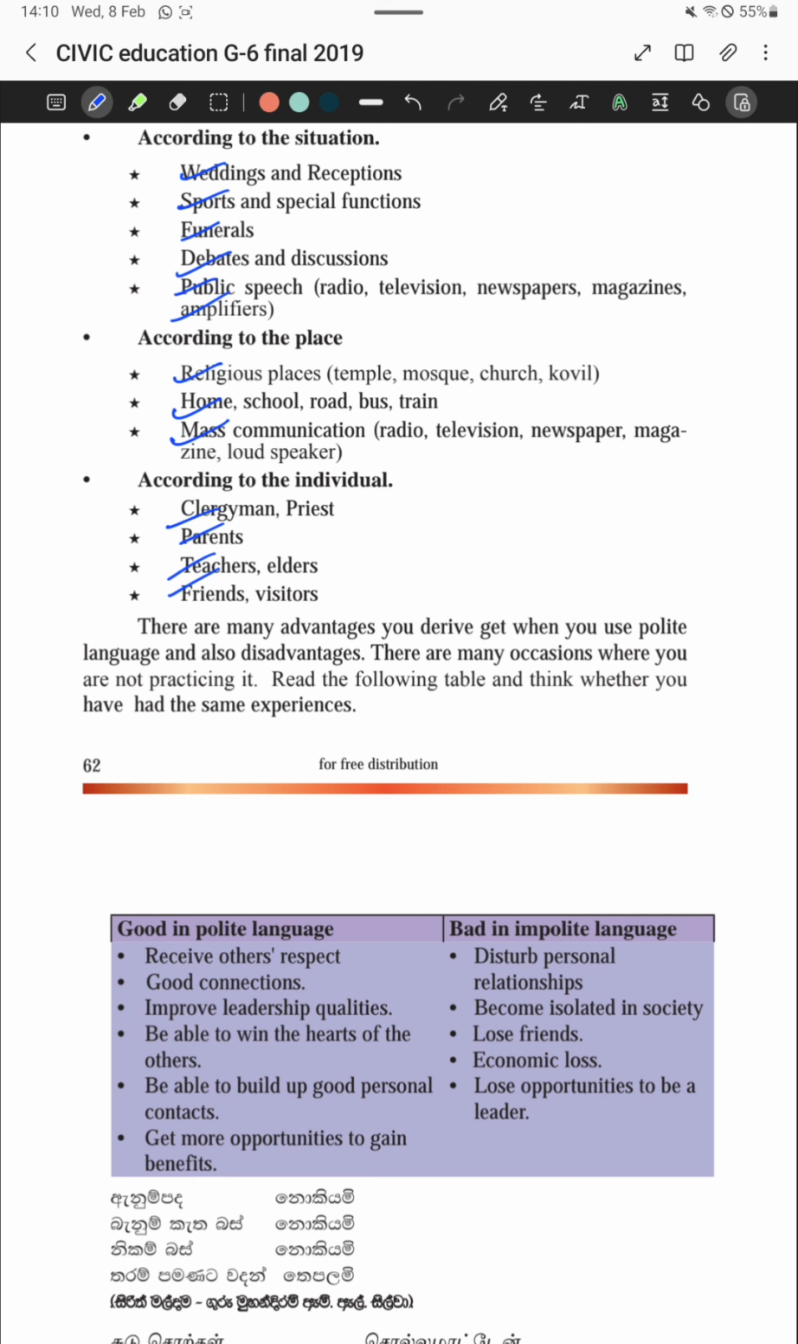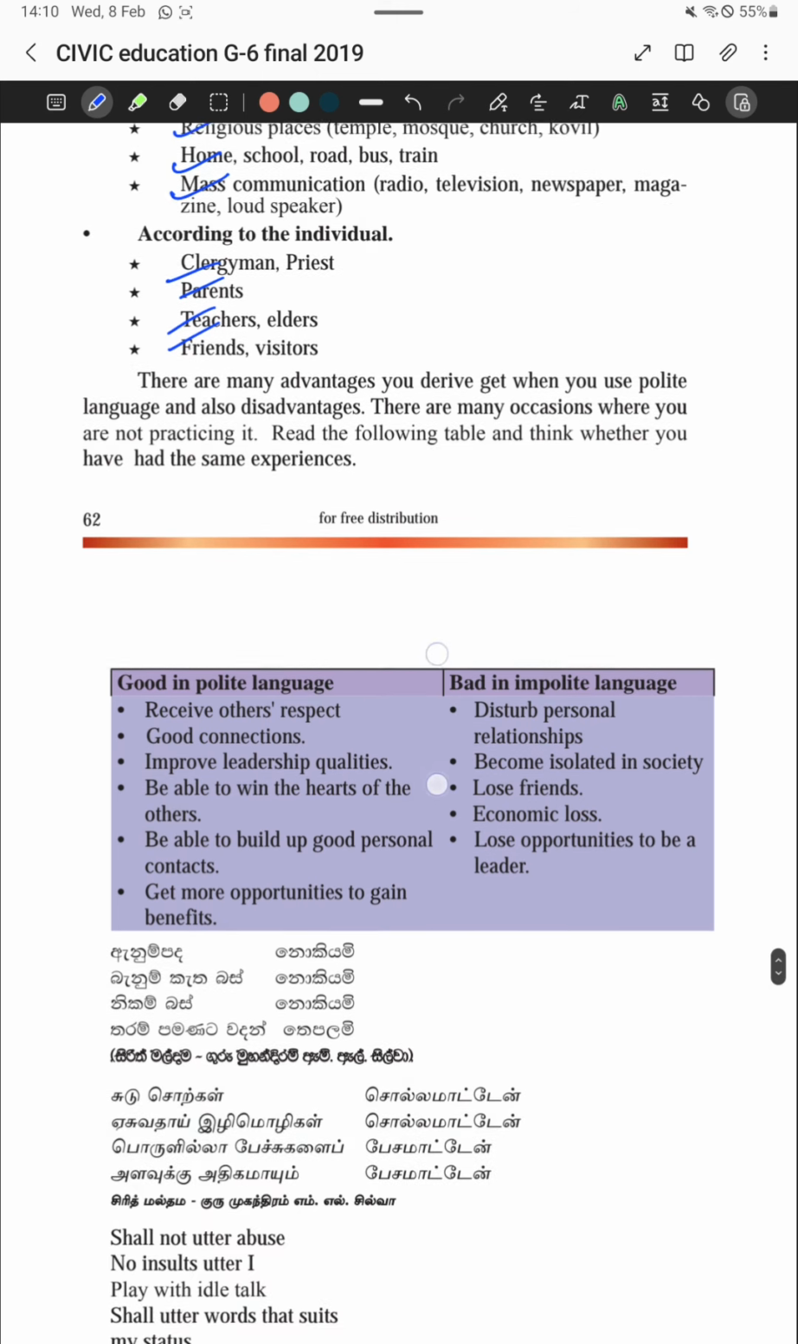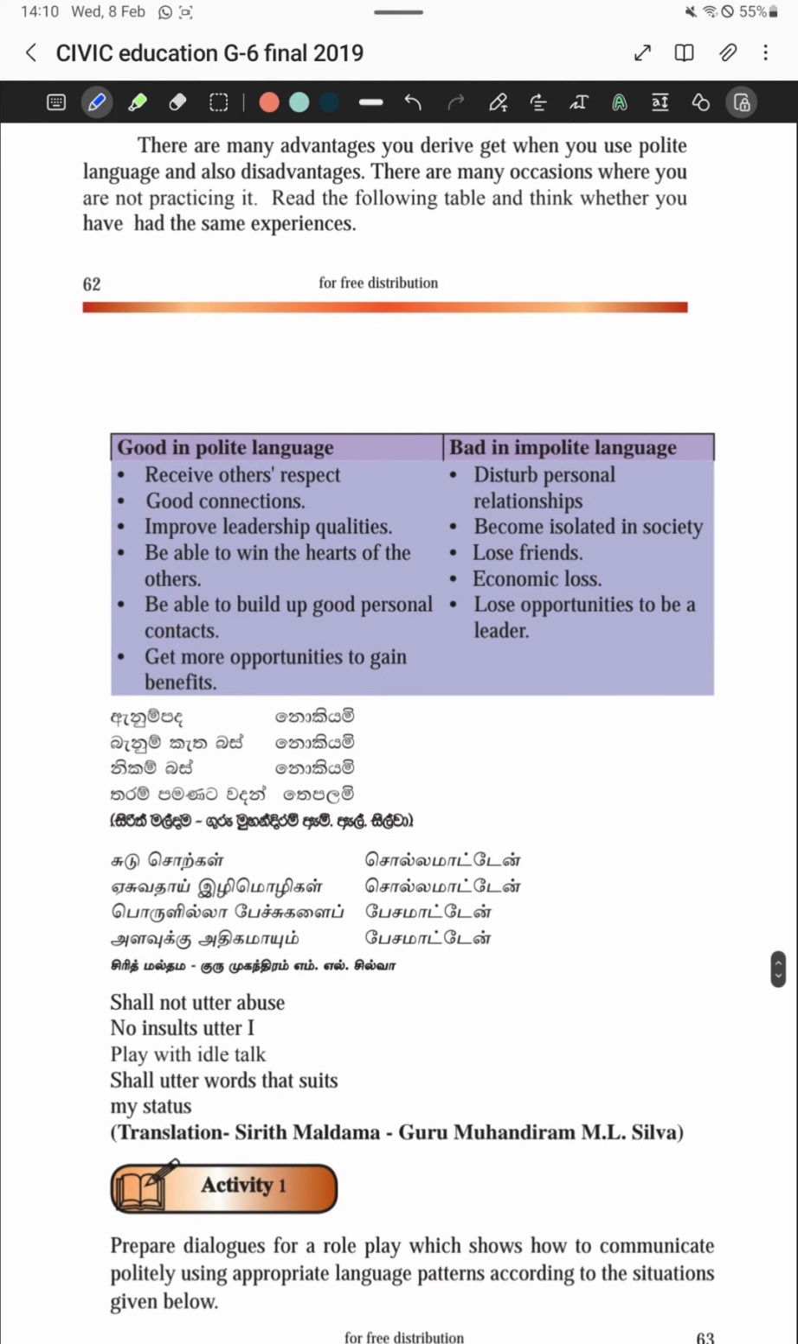So those are the examples, the places, the situations and the individuals you have to be concerned about when you are speaking. Now, there are some differences, I think, between using polite language and not using it. What are the good things and what are the bad things in using polite and impolite language? So we are going to talk about the pros and cons. What are the good things that you can get if you are talking with polite language?